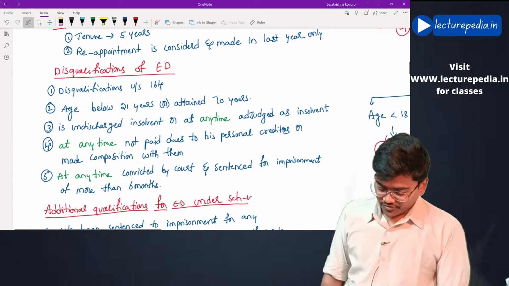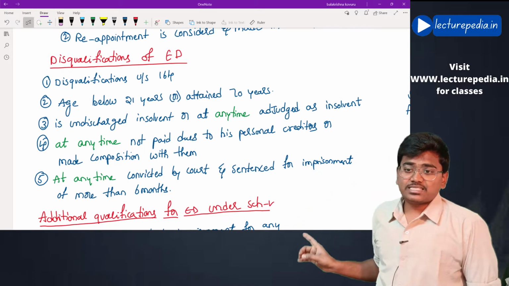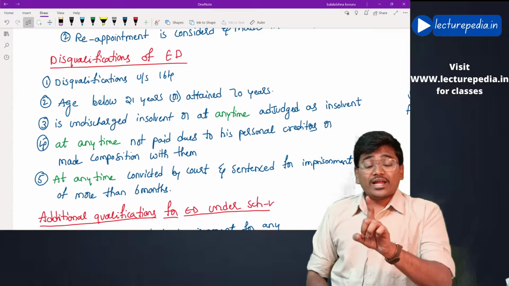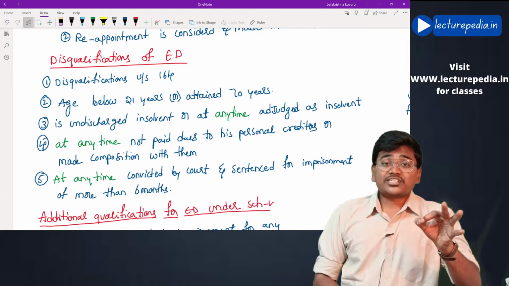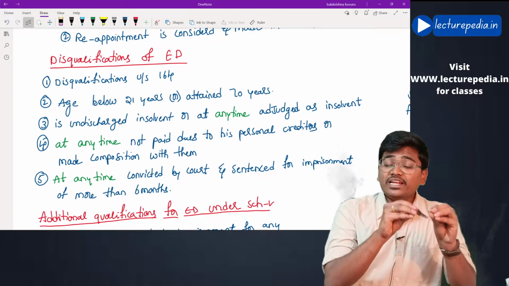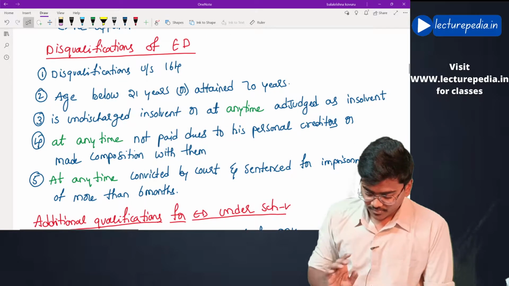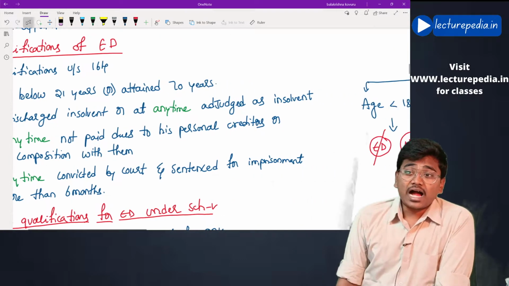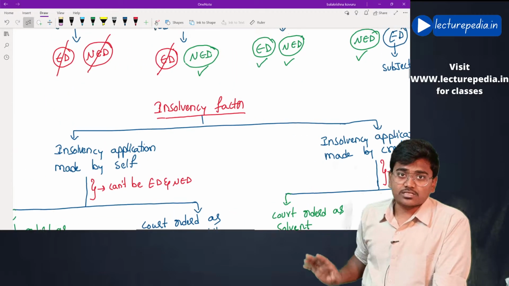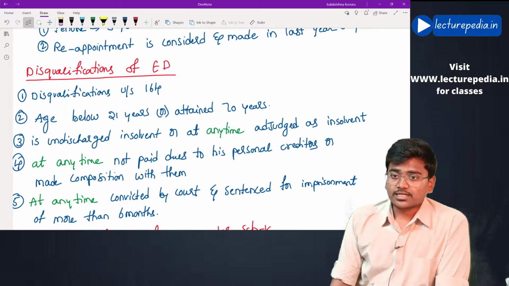Now disqualifications of executive director. If any person is possessing these 5 disqualifications, then he cannot be appointed as executive director. See, while discussing chapter 1 section number 164, disqualifications of directors, I have told you that I will be linking those provisions with section number 196. Now the time has come. First of all, I'll explain you these provisions. After that, I will be linking the provisions of section 164 with the provisions of section 196. Okay. First of all, we will see the disqualifications of executive director.